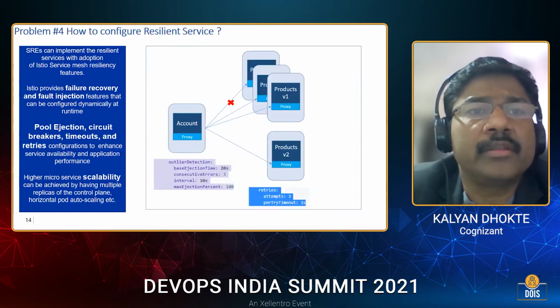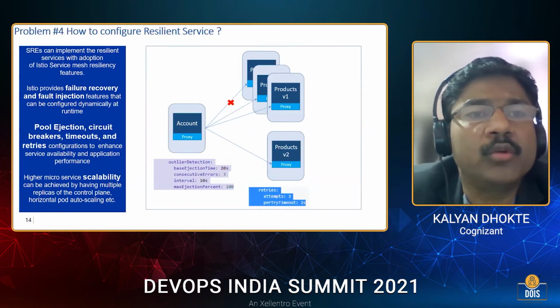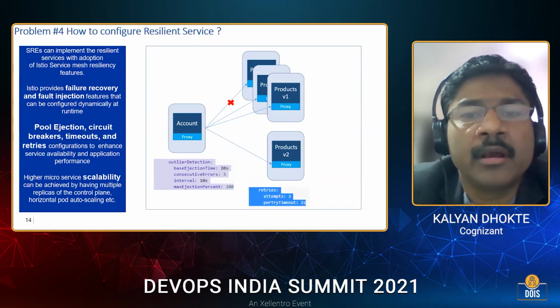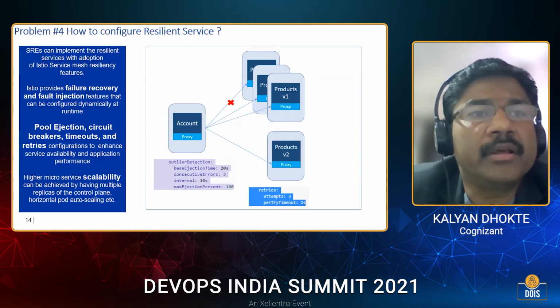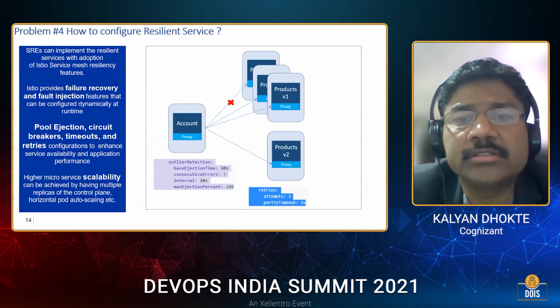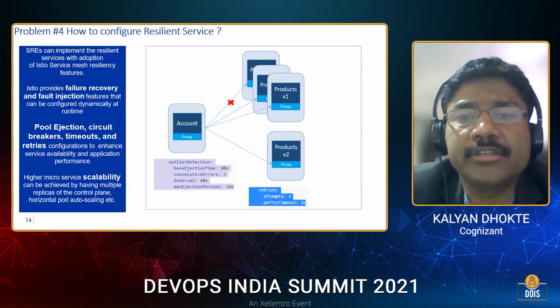Moving on to the resiliency problem, services need to be resilient. In case of any outage, it should quickly move away from the failing pods, to any elastic pod we have. So SRE can implement resilient services by adopting resiliency patterns. Istio provides failure recovery and fault injection features that you can configure dynamically at runtime.